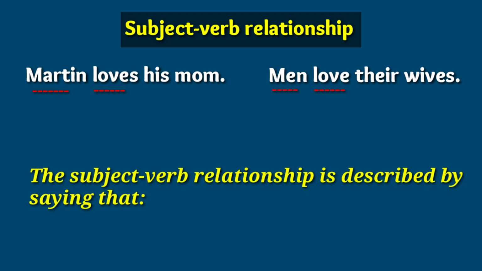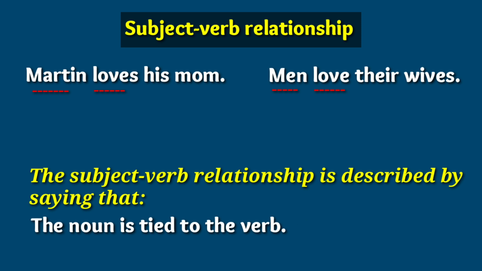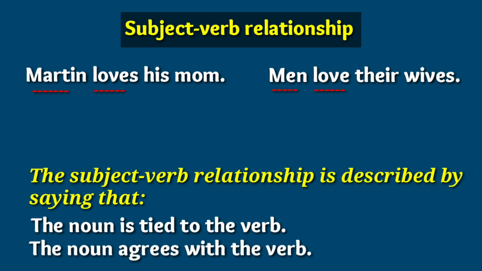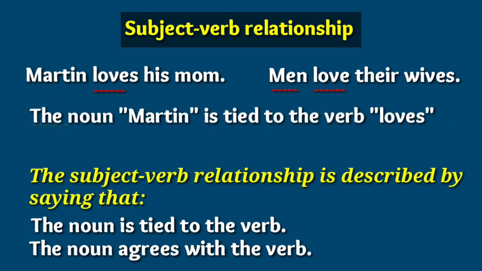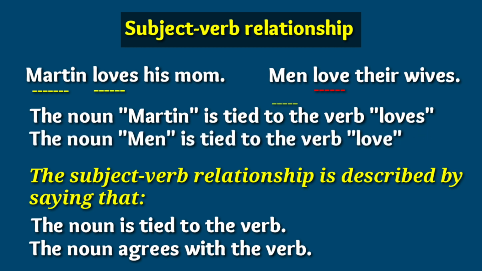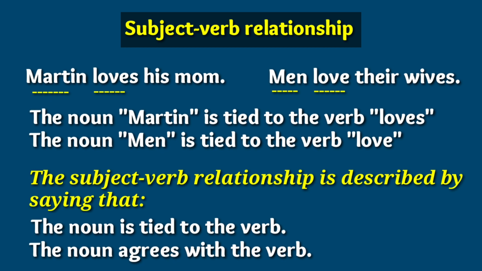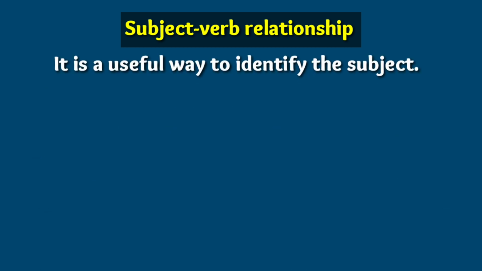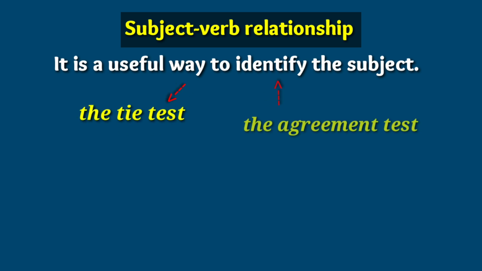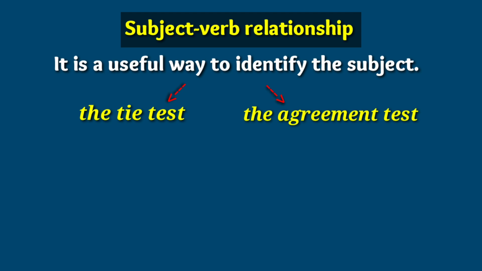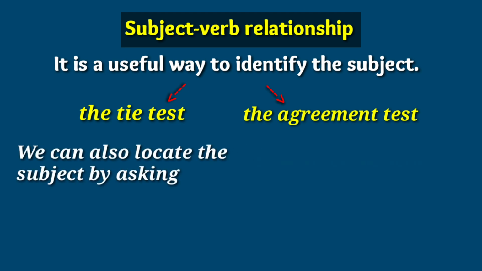The subject-verb relationship is described by saying that the noun is tied to the verb, or we can say the noun agrees with the verb. It's easily noticed how the subject Martin is tied to the verb loves, and the other subject men is tied to the other verb love. This process can be used to identify the subject, so we give it the name, the tie test, or the agreement test.